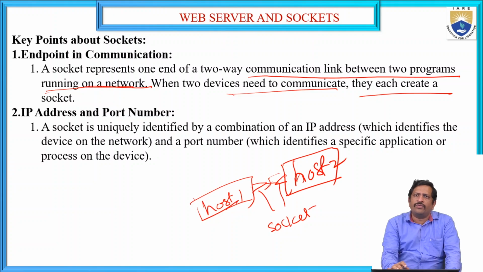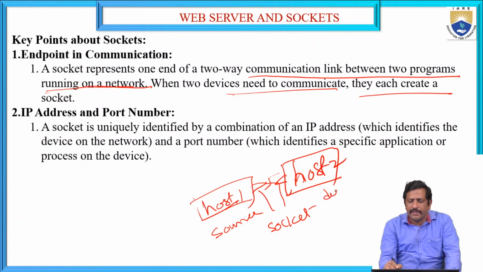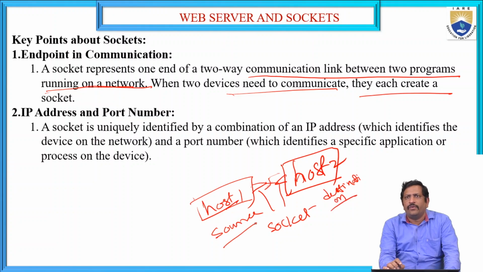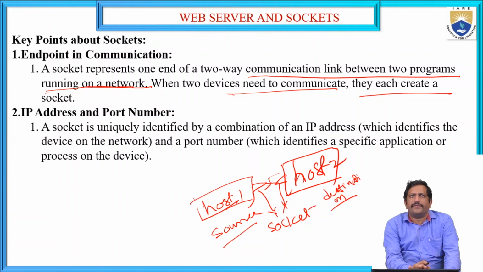Host 1 is acting as a source and host 2 is acting as a destination. We are sending the information between source and destination through these two sockets. Data is sent and received between host 1 and host 2, so we can establish the communication bidirectionally. The key point of the socket is the IP address and port number.